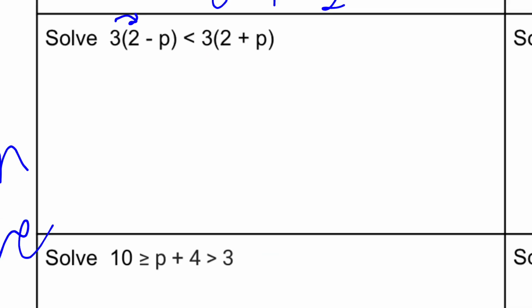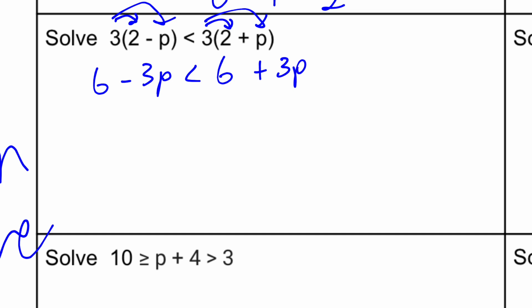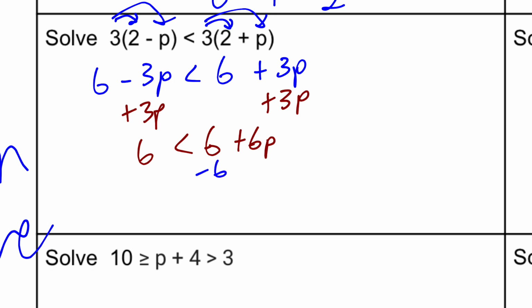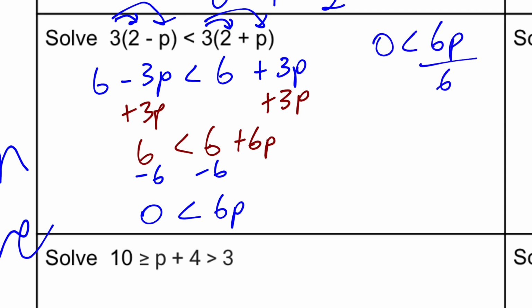First thing I do is distribute the 3's on each side. This gives me 6 minus 3p is less than 6 plus 3p. Notice -3p and plus 3p are different. So let's say we do plus 3p on both sides. This gives me 6 is less than 6 plus 6p. If I subtract 6 from both sides, I have 0 is less than 6p. If I then take this and divide by 6, I still have 0 is less than p. If I wanted to rewrite it with p on the left, the inequality sign has to flip.